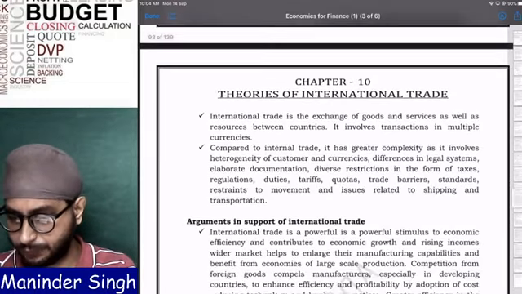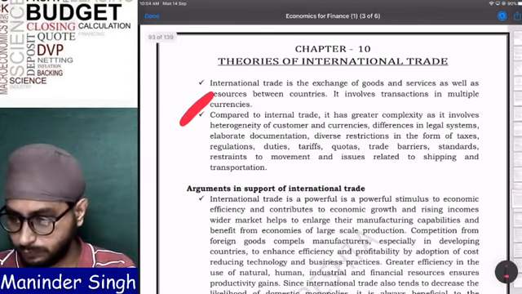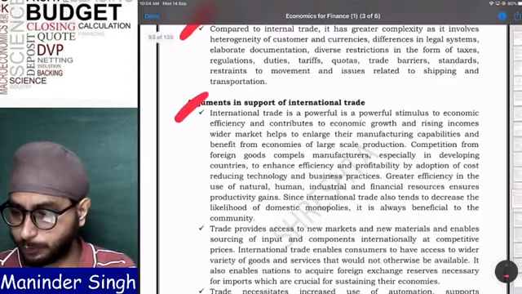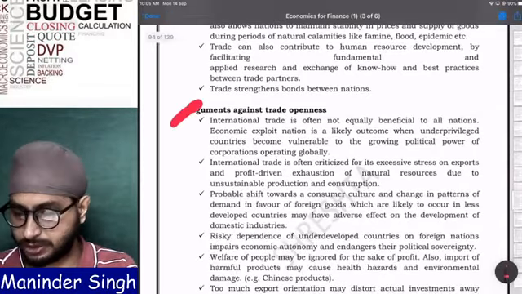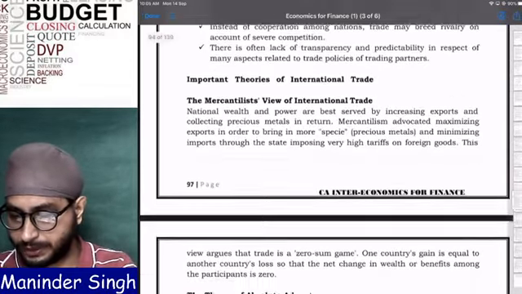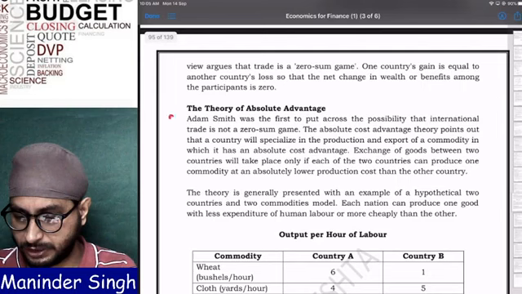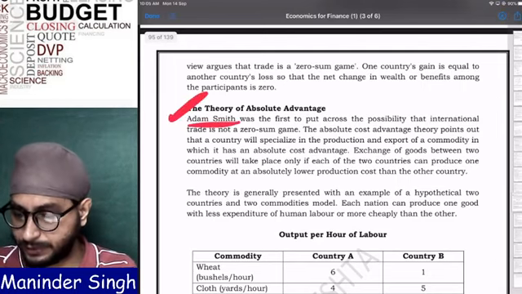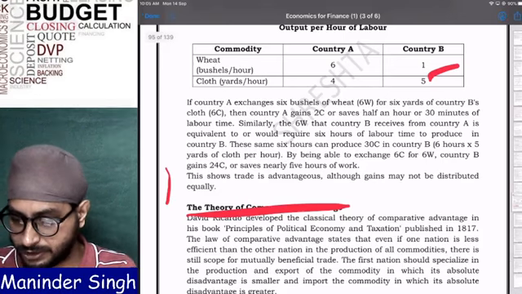Yeah, these are theories of international trade. So we studied what is international trade. We studied arguments in support of international trade. We have studied arguments against international trade, that is trade openness. We studied important theories of international trade: the mercantilist theory, absolute advantage by Adam Smith, with the table and all I explained, and the theory of comparative advantage, just now done.